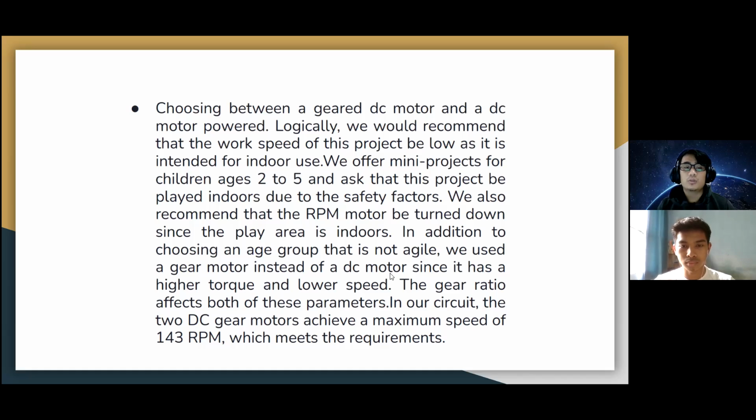In addition to choosing an age group that is not agile, we use a gear motor instead of a DC motor since it has a higher torque and lower speed. The gear ratio affects both of these parameters. In our circuit, the two DC gear motors achieve a maximum speed of 143 RPM, which meets the requirement.